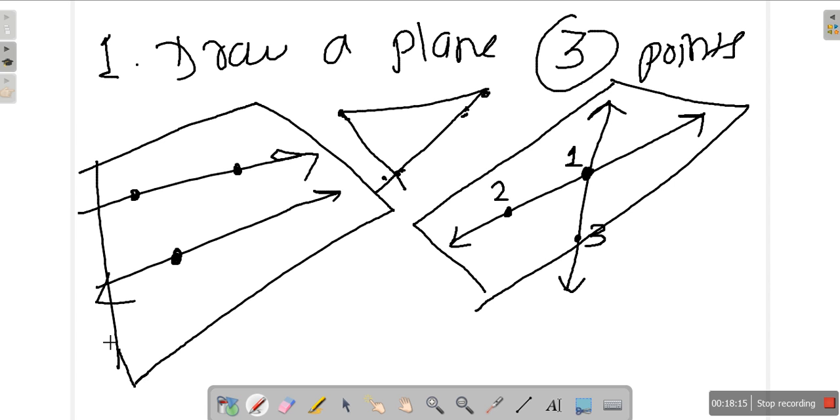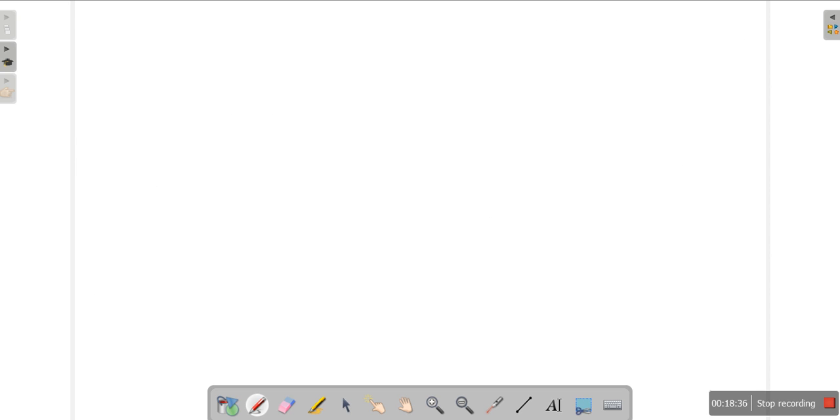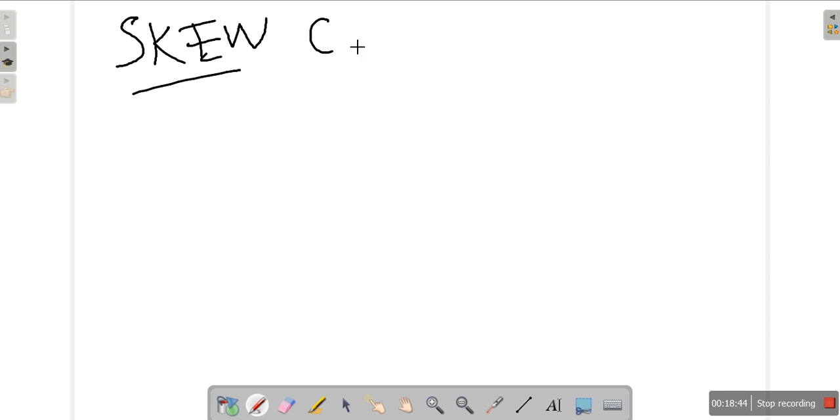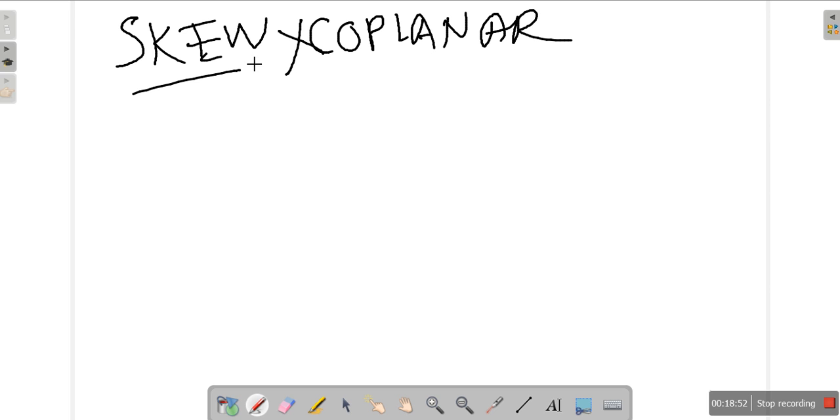So what we have studied here is that if two lines are intersecting, they are coplanar. If two lines are parallel, then also they are always coplanar. So two parallel lines as well as two intersecting lines have to be coplanar. Now there is one more situation which is known as skew lines. What are skew lines? Skew lines are not coplanar. They lie in different planes.